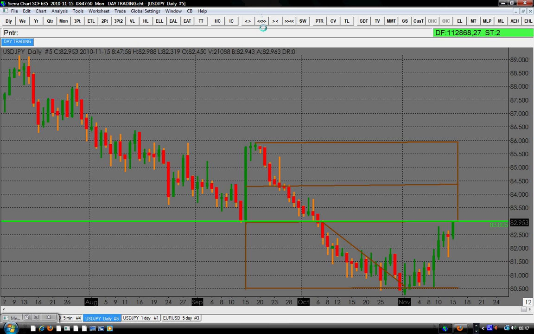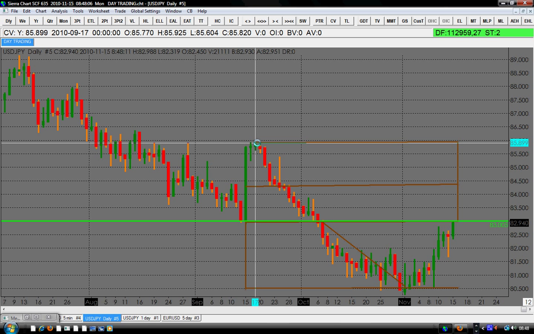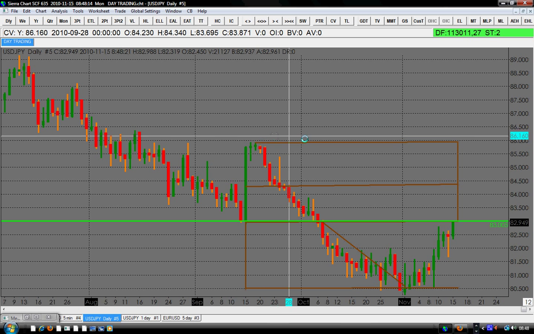When the price reaches this level of 8594 for the first time, I will definitely be looking for an opportunity to sell, because this is the first time the price tested this zone, and it will be a bit of a battle between the bulls and the bears, and I will be taking part on the side of the bear to push it back down.